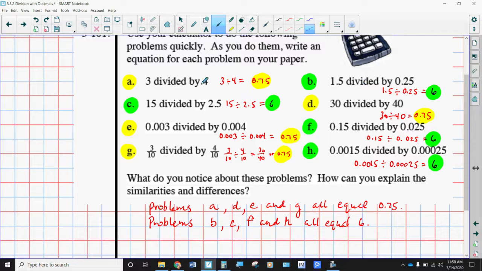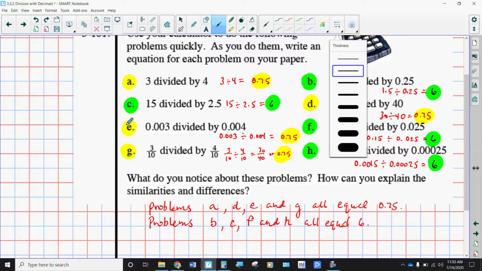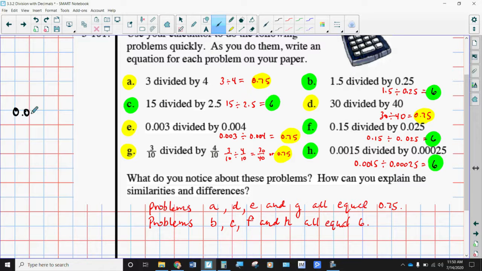Like for instance, let's take E. If I were to write E out, I would say this is 0.003 divided by 0.004. So if I want to rewrite this with only whole numbers or only integers in our numerator and denominator, I would have to move that decimal 3 places to the right, and this one 3 places to the right. So I would have to multiply the numerator and denominator times the giant 1 with thousands in the numerator and denominator.